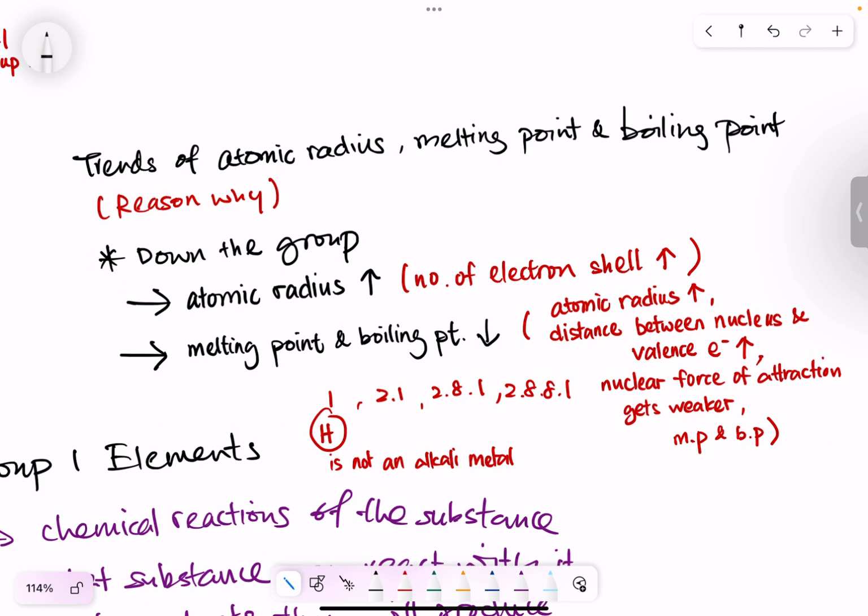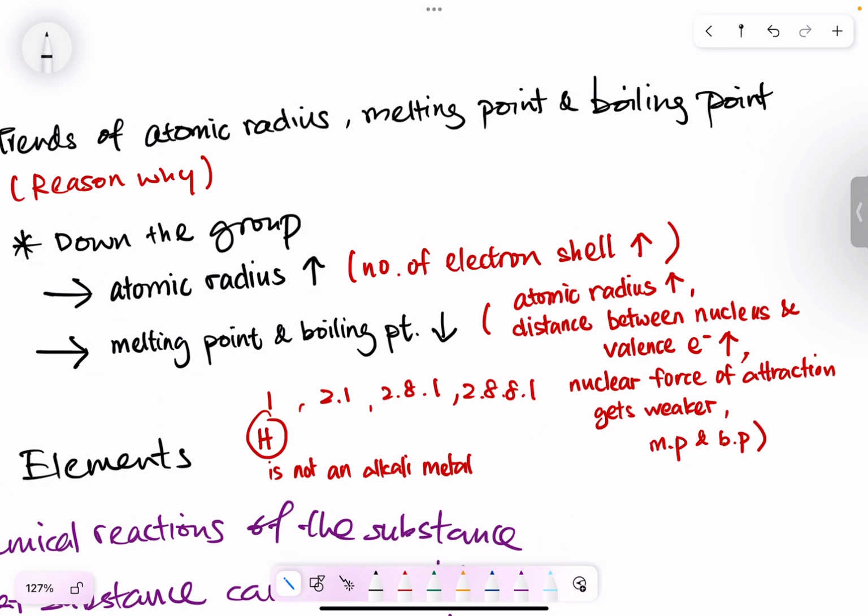This is because as the atomic radius increases, the distance between the nucleus and the valence electron will increase, so the nuclear attraction force on the valence electron will get weaker. Therefore, that's why your melting point and boiling point will start to decrease.